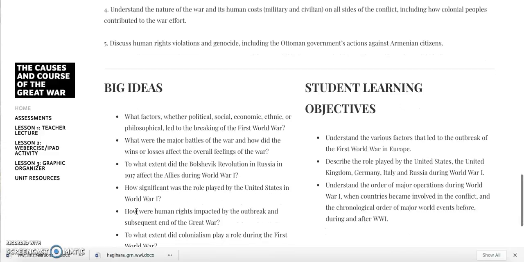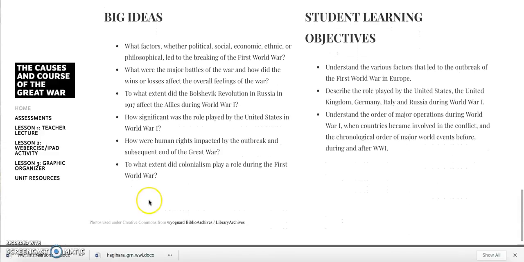The big ideas that I had for this entire unit revolved around these 6 questions. First of all, what factors, whether they were social, economic, political, religious, ethnic, or even philosophical, led to the outbreak of World War I? Number 2, what were the major battles of the war? How did these wins or losses affect the overall feelings of the conflict? Because many people, depending on how their country fared in battle, would have their opinions of the war wave.